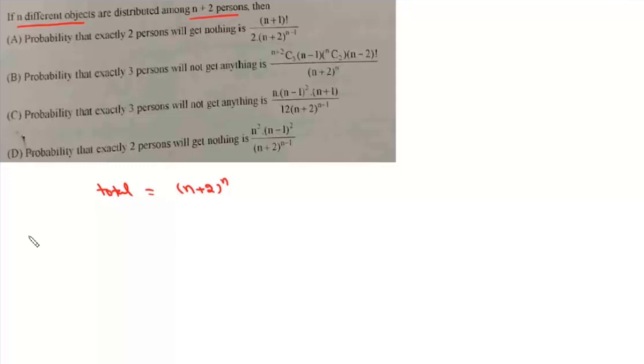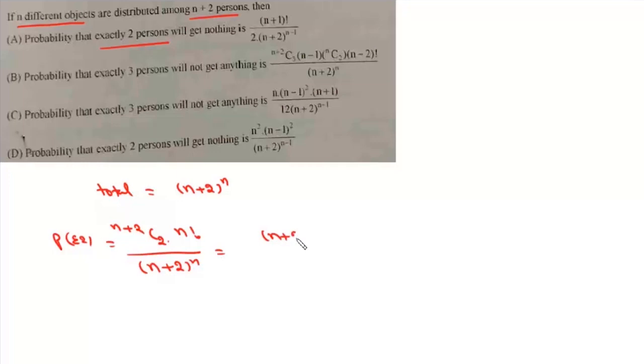Now in this first case, when we distribute them so that exactly 2 people get nothing, we have to select which 2 of these n plus 2, and it can be done in n plus 2 C 2 ways. Now we are left with n objects and n people. Since we have n people and n objects, each person should get exactly one object. Now n different objects in n places can be distributed in factorial n ways. So the required probability that exactly 2 are left is given by n plus 2 C2 into factorial n divided by n plus 2 to the power n.